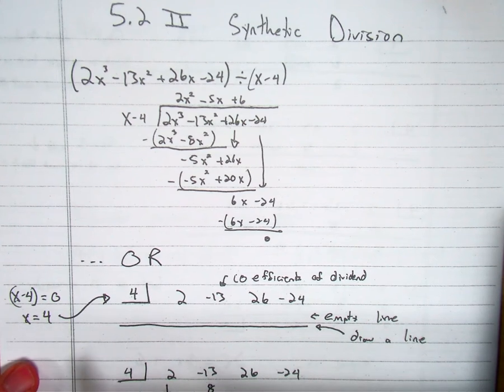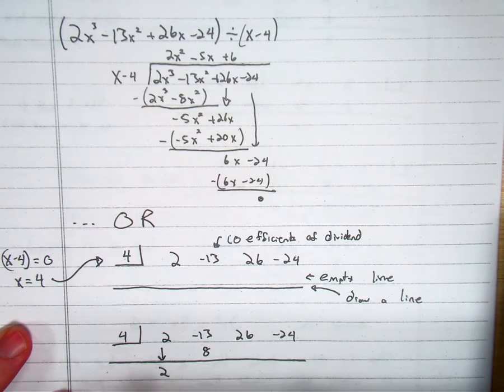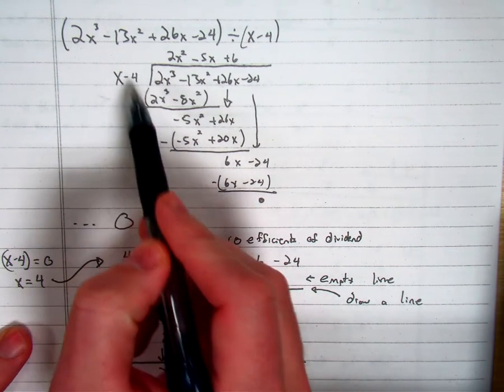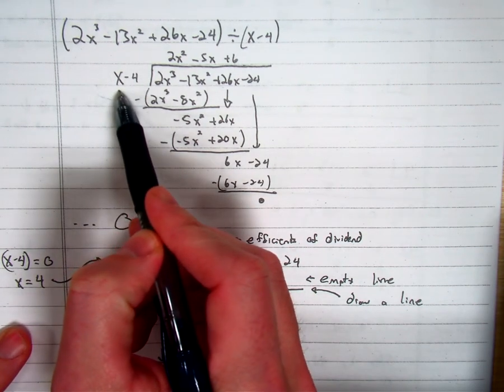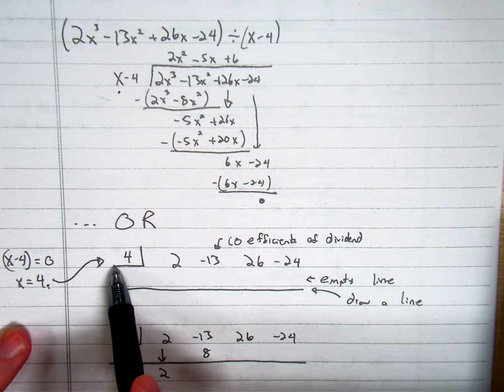Okay. So step 1, we look at what makes what we are dividing by 0. We're dividing by x minus 4. What makes that equal 0? Positive 4. We're going to put that in a little half box right here.